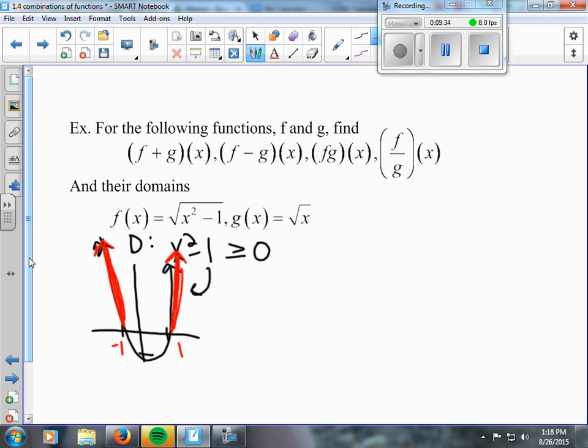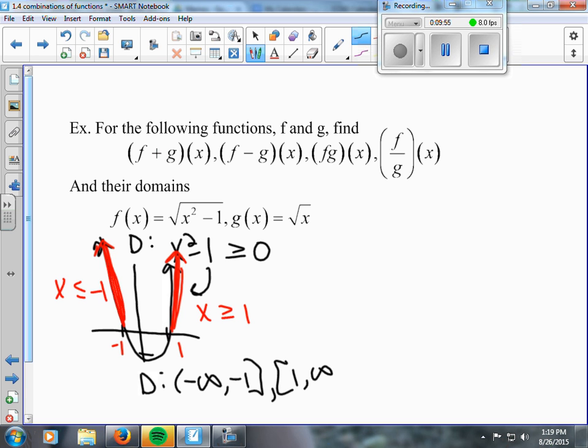Okay, so this first branch on the left, if I write this in inequality notation, this is when x is less than or equal to negative 1. And over here, this is when x is greater than or equal to 1. And that's my domain for f. So the domain is, I'm going to write it in interval notation, negative infinity to negative 1, and 1 to infinity. G has a much easier domain. It's also a square root, but here x only has to be greater than or equal to 0. And so this domain is 0 to infinity.